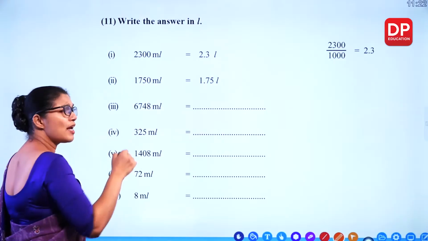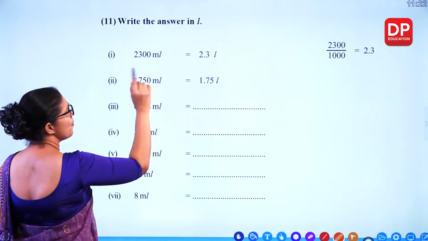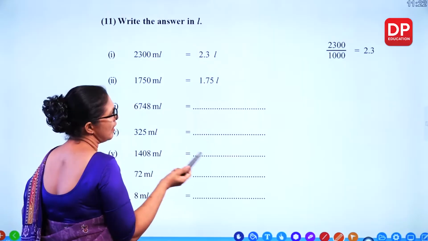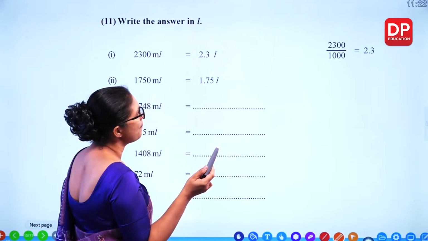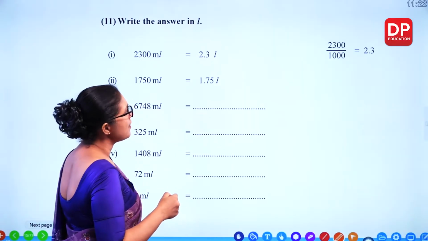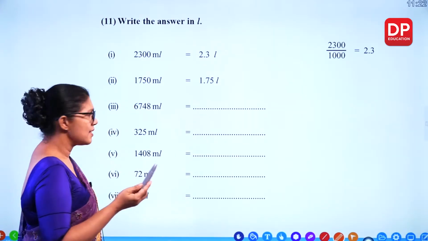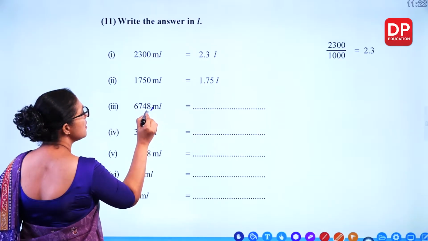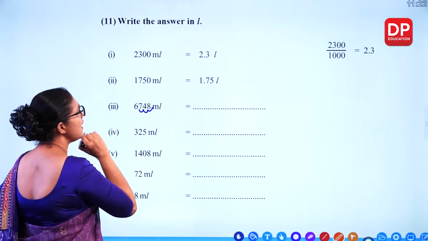You don't need to write down the zeros after the decimal point. You can just write 1.75. 2.3 is 2300 divided by 1000. So we'll do at once. So what happens? The decimal point moves 3 places to the left.